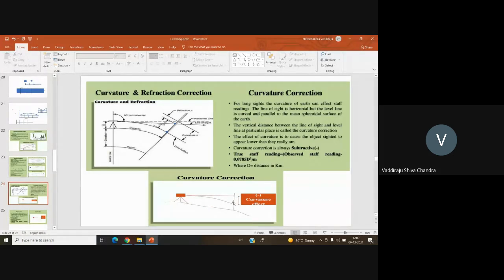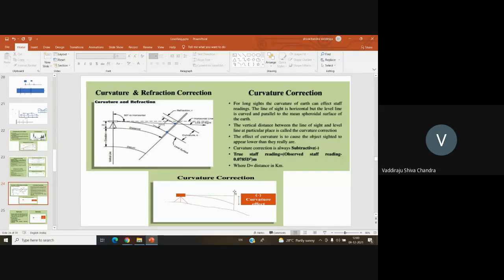So the effect of curvature is to cause the object sighted to appear lower than they really are. You are going to get a feeling that the object is lower than its actual position. So what we need to do? We always should do a negative correction. So what is happening now? I'm getting a lower value, right? I'm getting a staff reading of this, right?